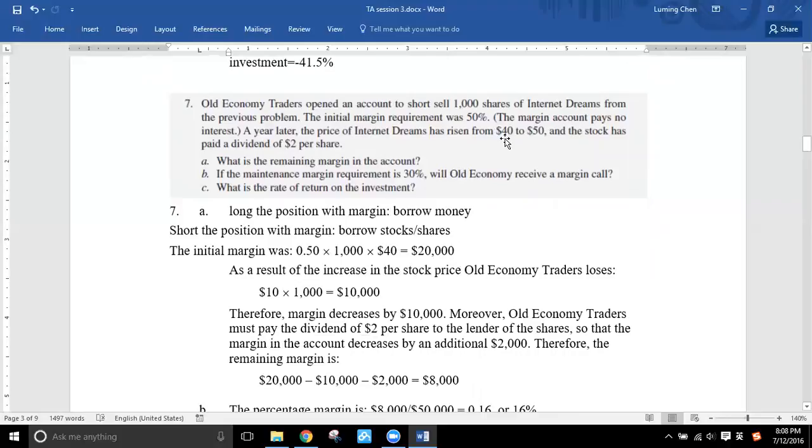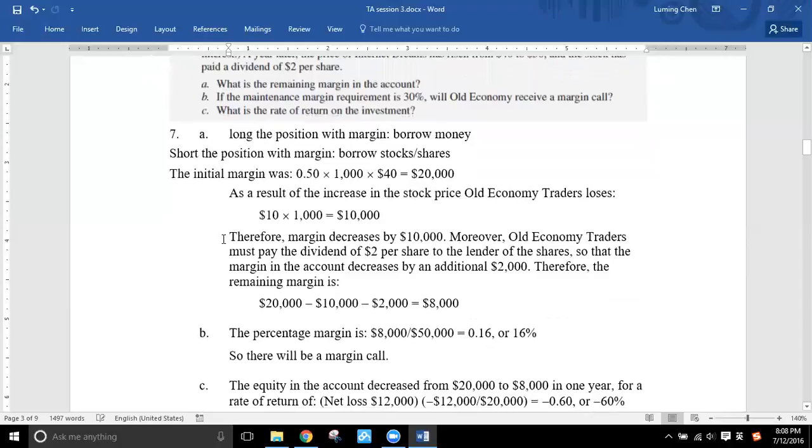this is a $10 loss. If you want to close your short position at $50, you have to buy back the shares at $50, which is a net loss of $10 times the 1,000 shares, which is a $10,000 loss. Therefore, the margin decreases by $10,000. Moreover, old economy traders must pay the dividend of $2 per share to the lender of the shares, so the margin in the account decreases by an additional $2,000.